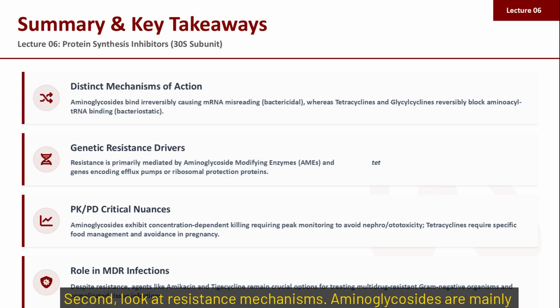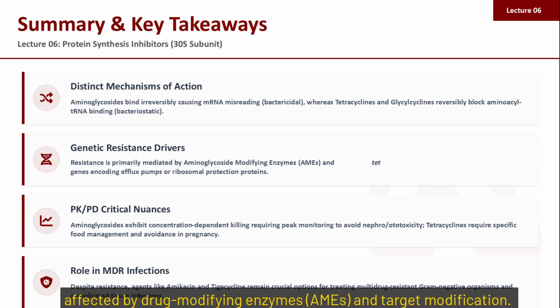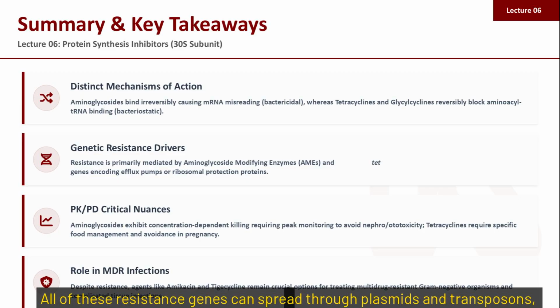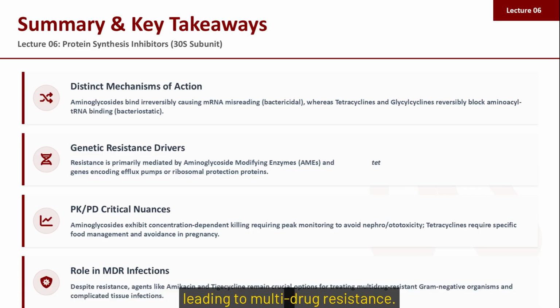Second, look at resistance mechanisms. Aminoglycosides are mainly affected by drug-modifying enzymes, AMEs, and target modification. Tetracyclines are mainly affected by efflux pumps and ribosomal protection proteins. All of these resistance genes can spread through plasmids and transposons, leading to multi-drug resistance.